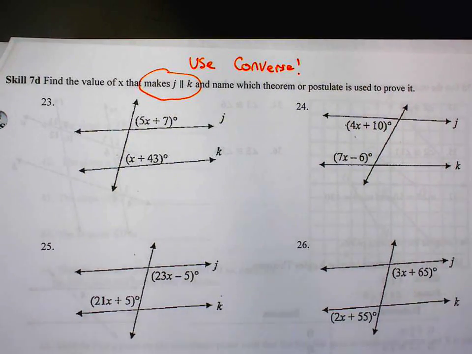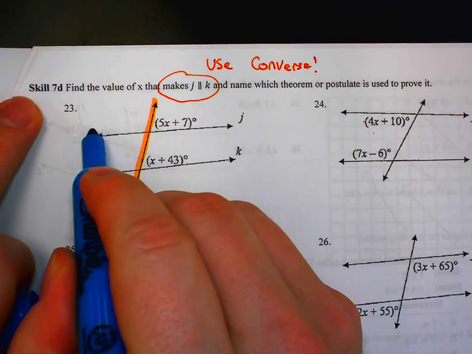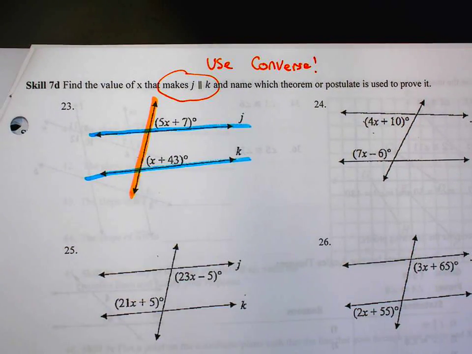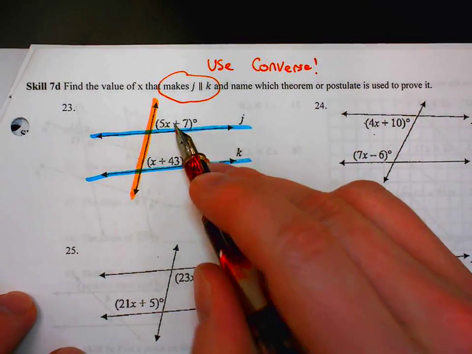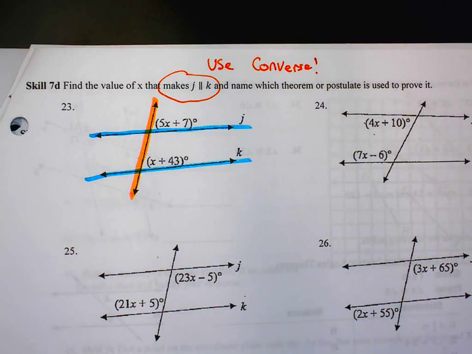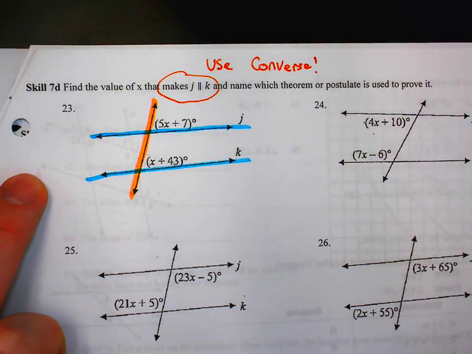For 23, these two angles are corresponding. They're both in the top right of their intersections, which means same position. Corresponding angles should be congruent, so we need to write an equation to figure out the value of x that would make them congruent.